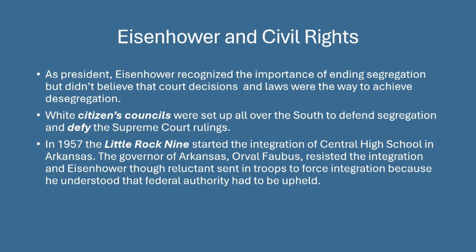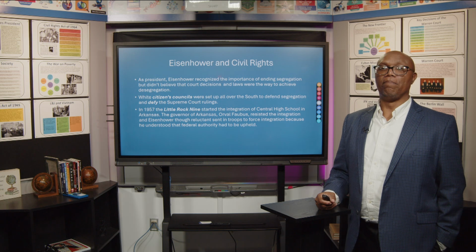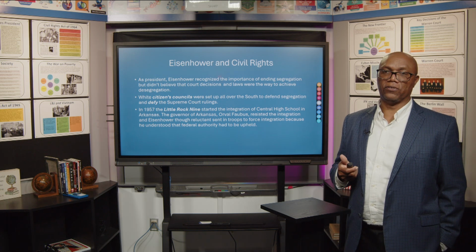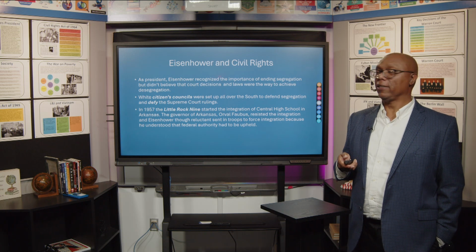The first president in the 1950s, of course, to deal with the civil rights movement is going to be Eisenhower. Now, in 1954, of course, when Brown is adjudicated, he is president of the United States of America. As president, Eisenhower recognized the importance of ending segregation, but didn't believe that court decisions and laws were the way to achieve desegregation. In other words, he thought that we should appeal to everybody's better angels, and that doing that, men would eventually come around to see fit to provide others, of course, with equality and equal rights.